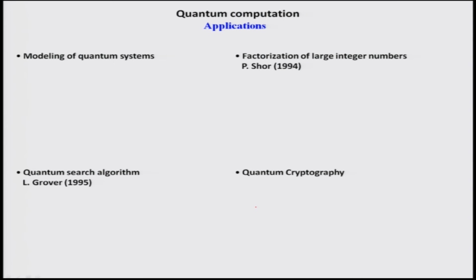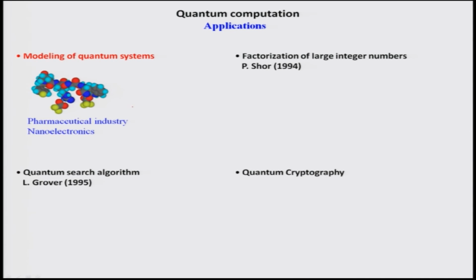There have been several applications, and the first, as we mentioned, is the modeling of quantum systems. In recent years, pharmaceutical industries and nanoelectronics have often demanded this level of computation, modeling quantum systems more and more accurately, where Feynman's prediction comes into being, and it is soon necessary to get to that kind of level.